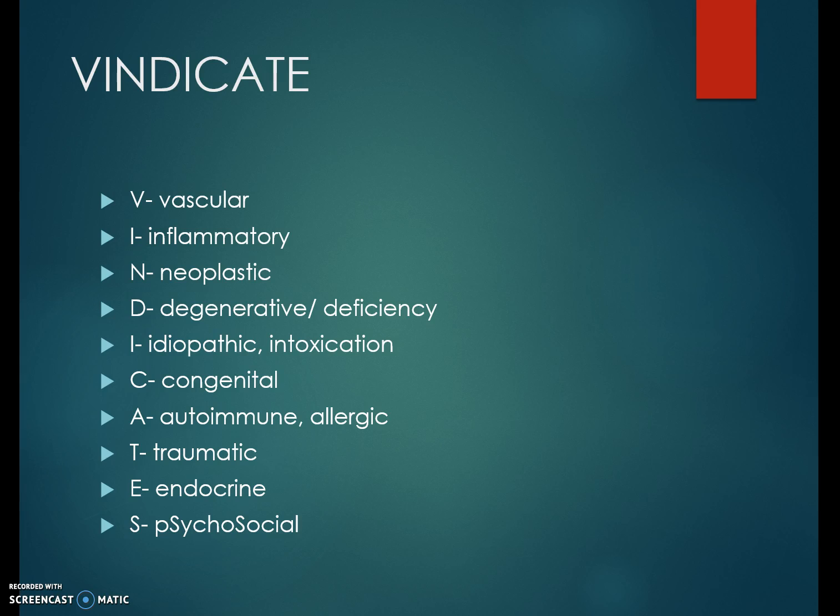Idiopathic is something that we caused or what we did. And an example would be VAP or ventilator-associated pneumonia. Congenital would be a cystic lung disease or something along those lines. An allergic or autoimmune could be asthma. A T or traumatic could be a pneumothorax.